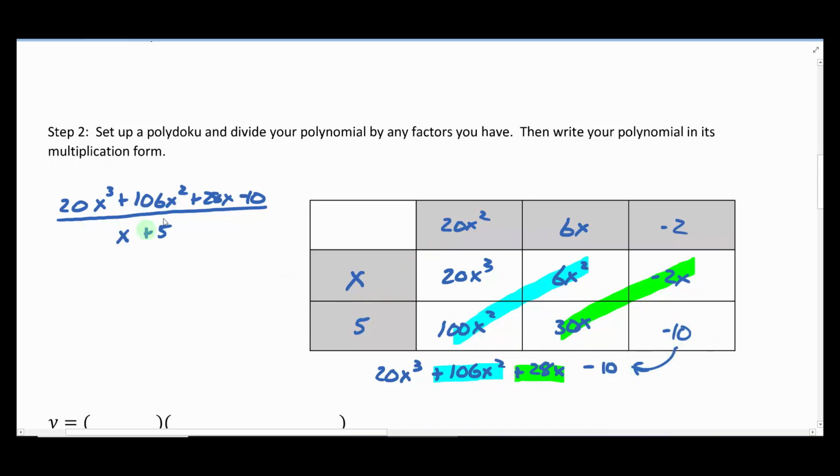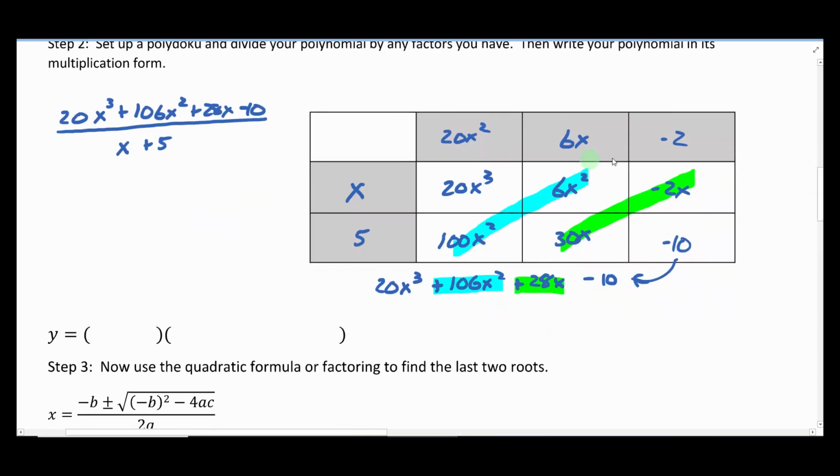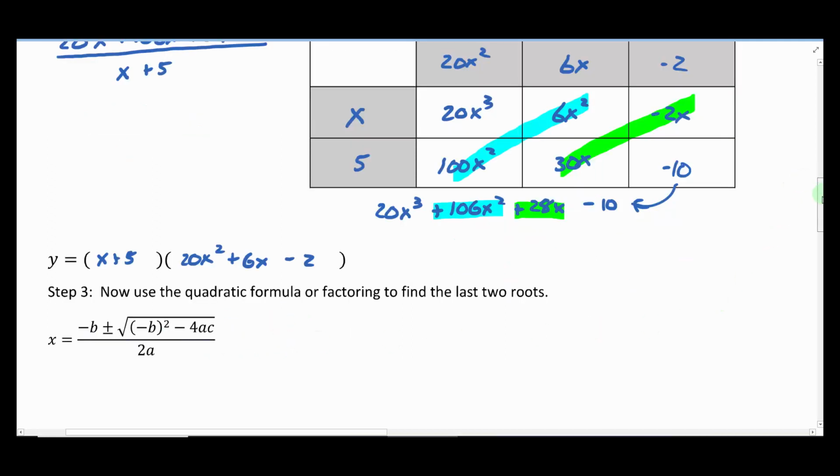That means x plus 5 is indeed a factor, and we have the result of that division right here. So we know that x plus 5 times 20x squared plus 6x minus 2, these two things being multiplied give us our original polynomial, all right? So my other two factors are contained inside of this quadratic. We just got to go get them, all right?